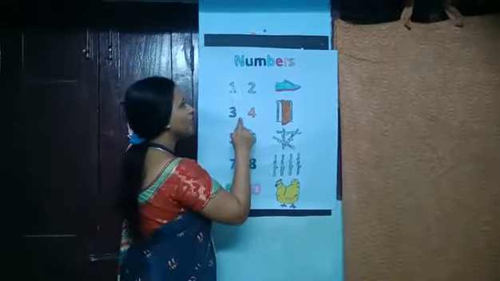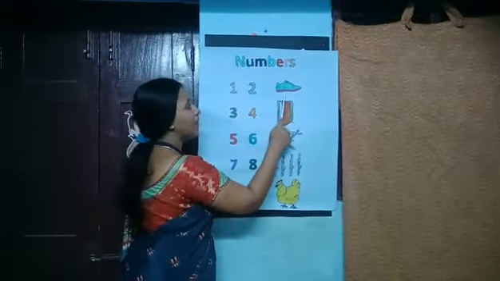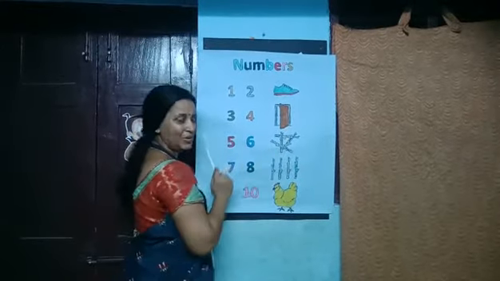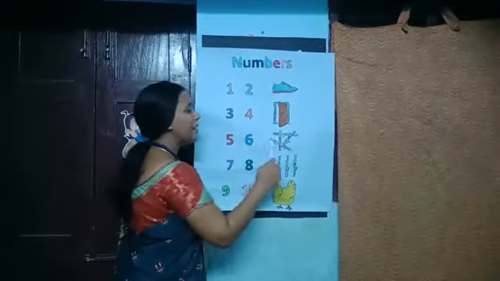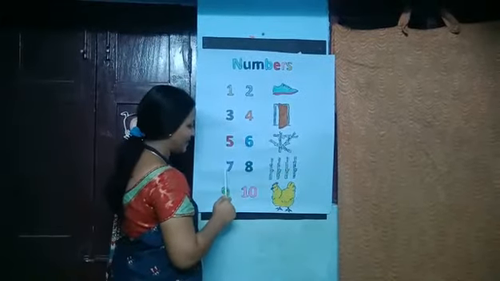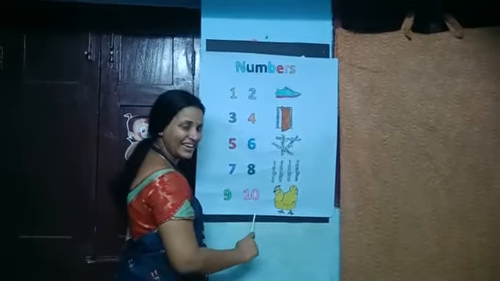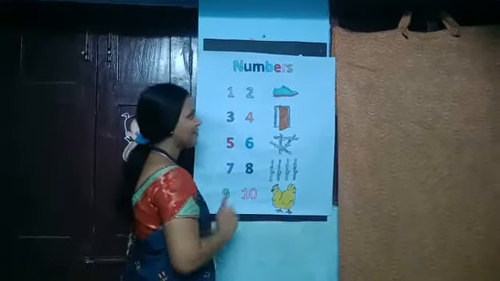Shall we begin? 1, 2, buckle my shoe. 3, 4, shut the door. 5, 6, pick up the sticks. 7, 8, lay them straight. 9, 10, a big fat hen.